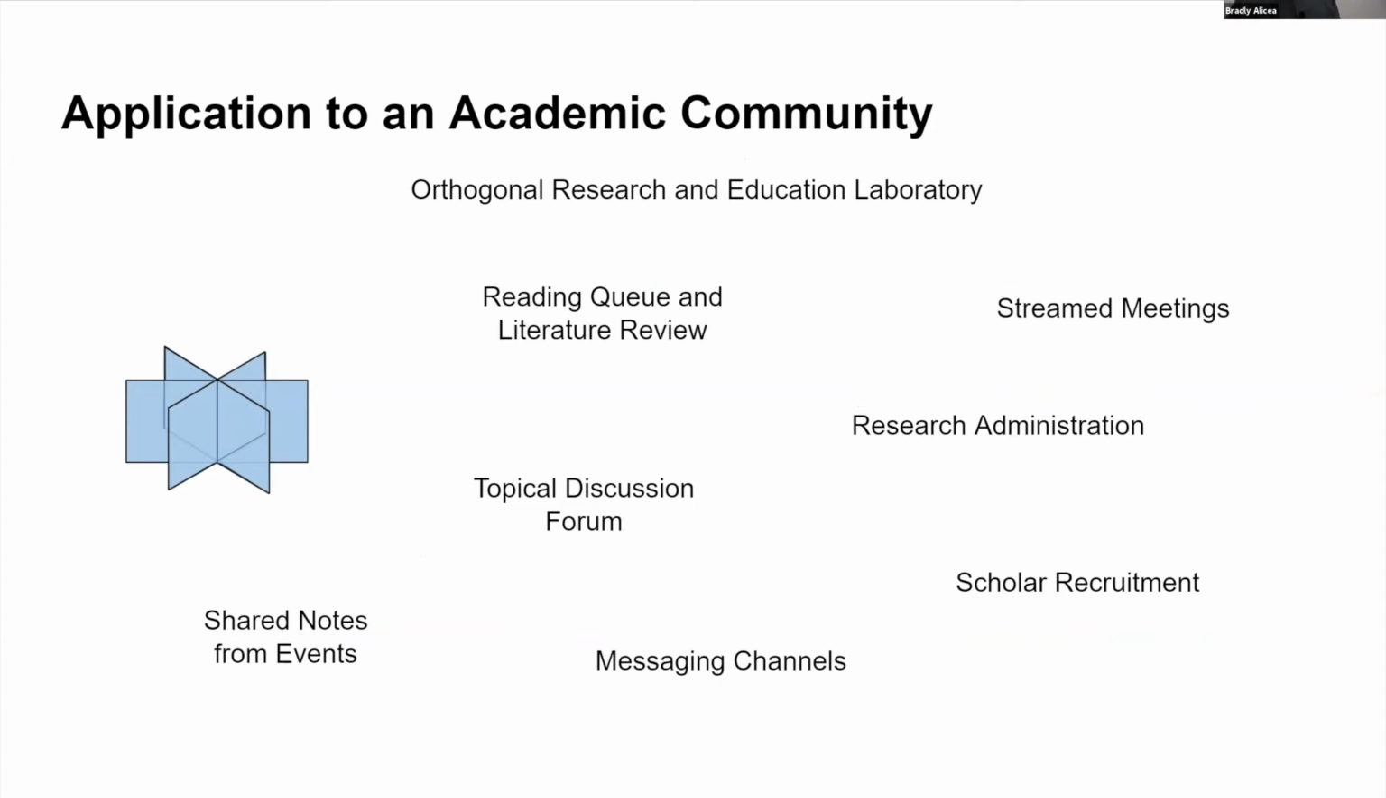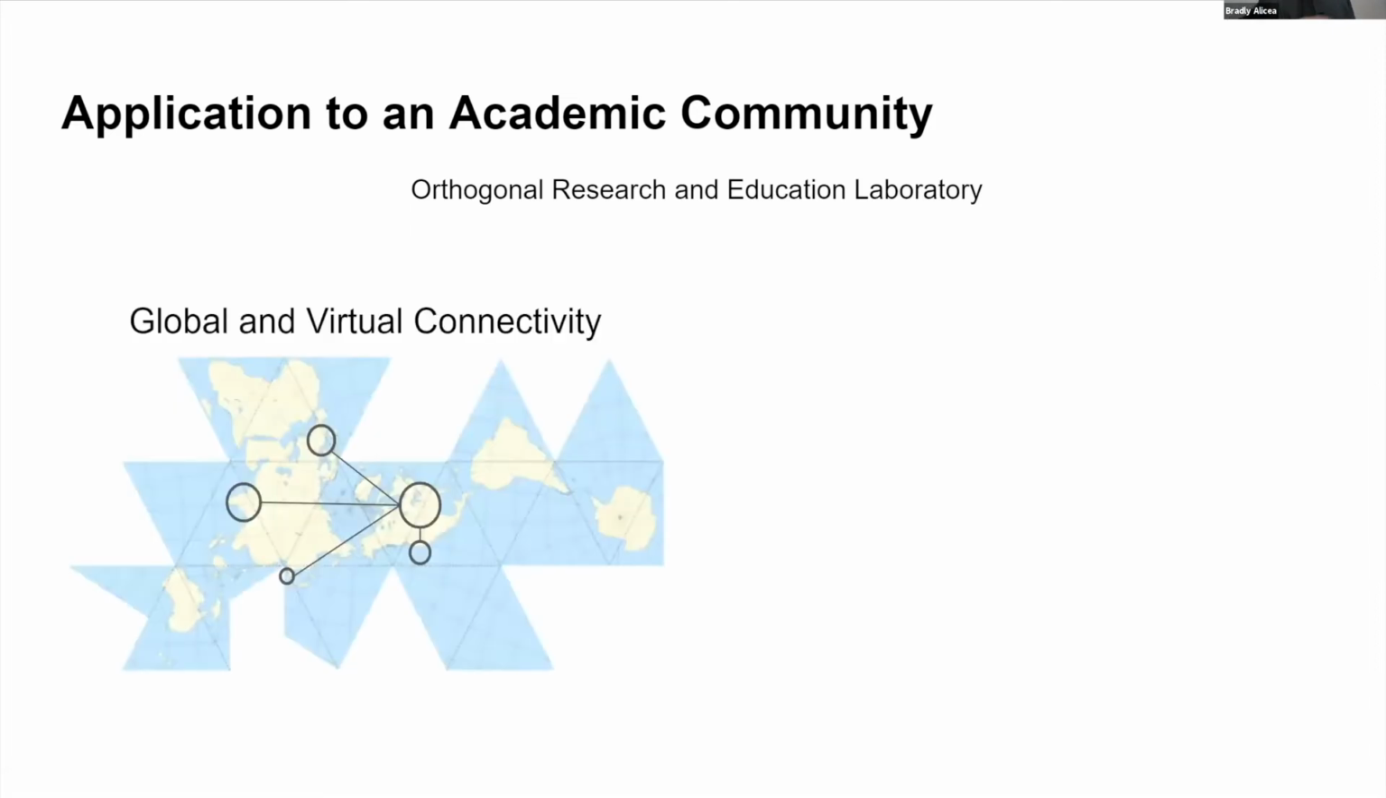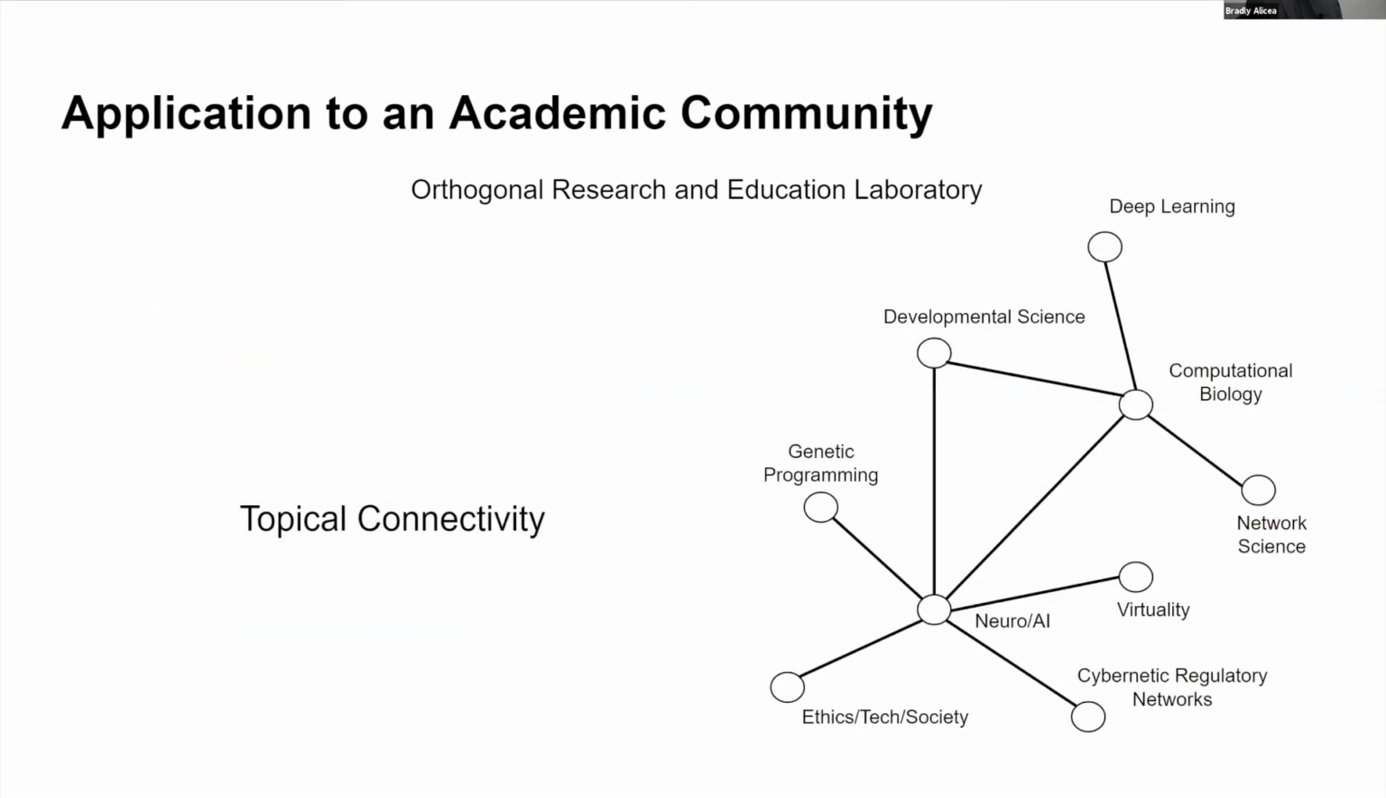So we have things like research administration, stream meetings, messaging channels, building a reading queue and literature review queue, and doing all these things. And we bring people, they're sort of fractional scholars, so they do things on the side, or they do things when they can get to it. And so if we can bring those people together using technology, we can build an interdisciplinary community of scholars and do things that scholars do, like write papers and do presentations. And so we can draw from people from all over the globe. We can be connected. Different continents can participate either synchronously or asynchronously, and we can connect different topics.